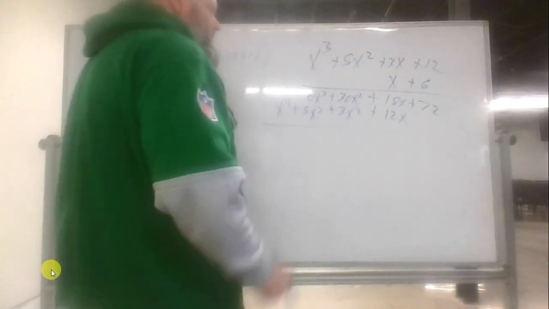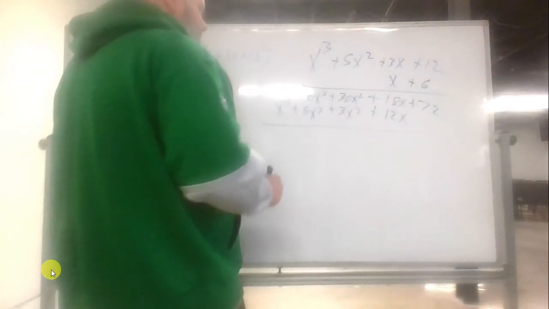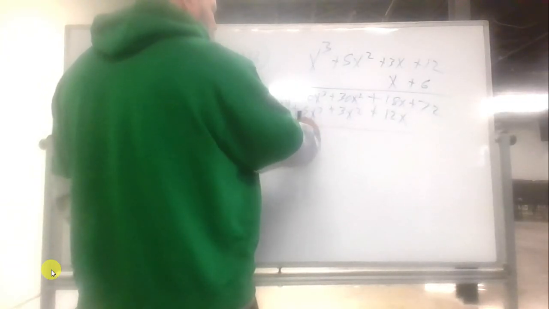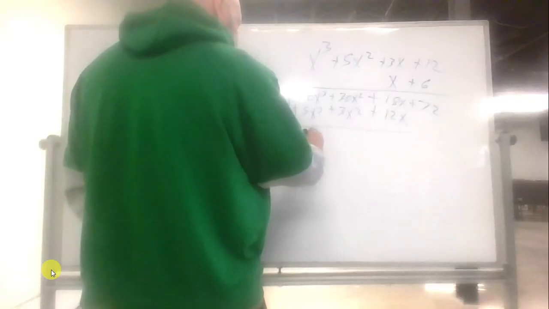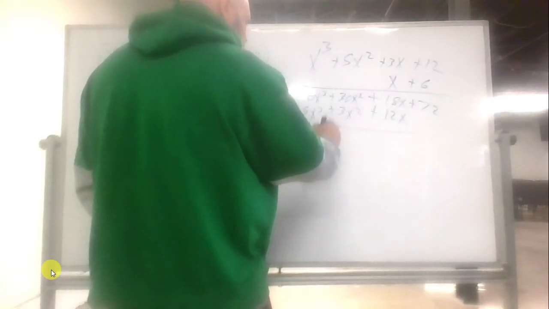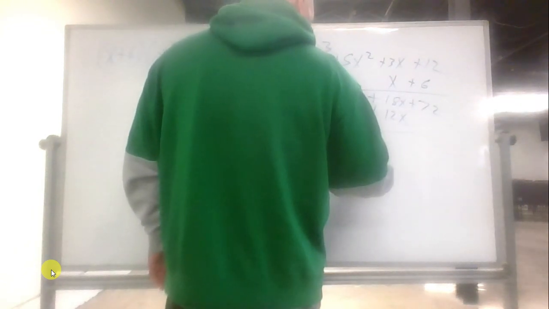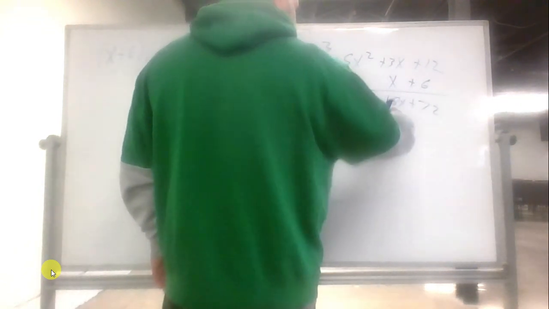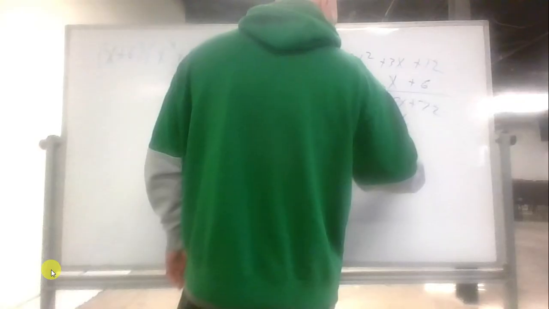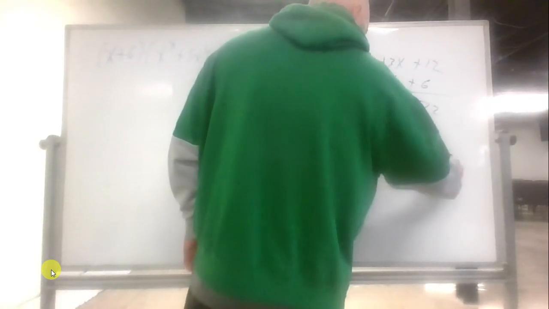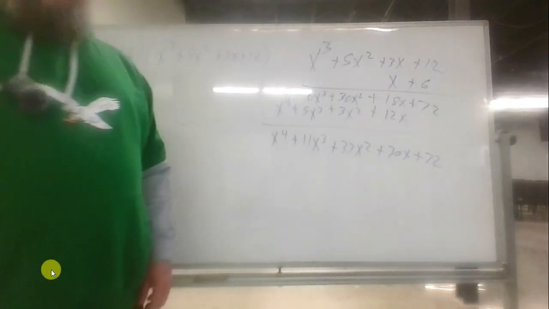Now all we have to do is add, just like we would in a multiplication problem. We have x to the fourth, 6x cubed plus 5x cubed is 11x cubed, 30x squared plus 3x squared, 33x squared, 18x plus 12x, 30x, then your 72 comes down. There you go.